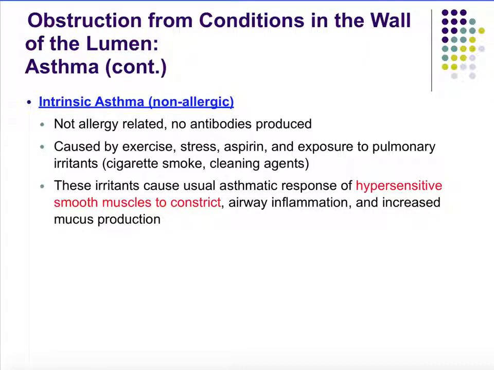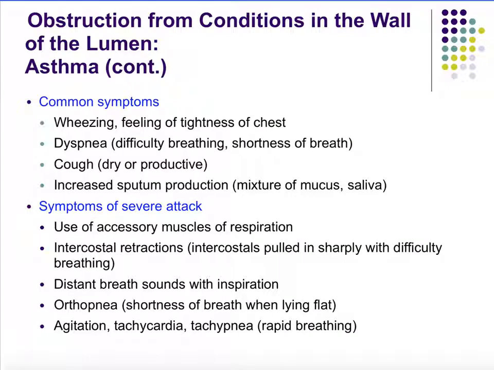And that constriction is what leads to asthma. So we have increased airway resistance. We can also see increased mucus production here as well. So whether you have intrinsic or extrinsic, these are the common signs and symptoms.